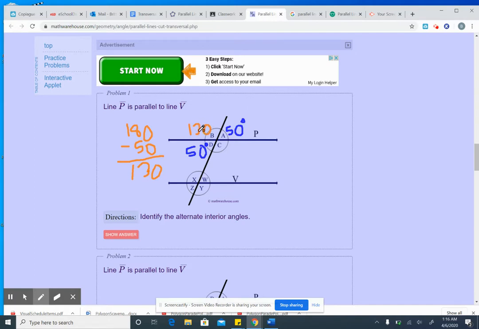And again, you can use your knowledge of vertical angles to generate the idea that C is also 130 degrees. So here we have the first intersection fully labeled. Now let's go to the second intersection.